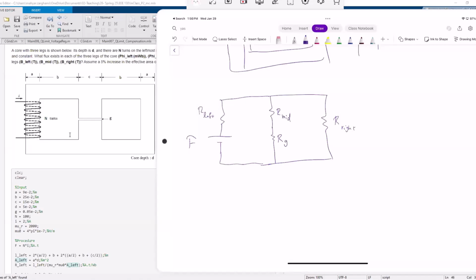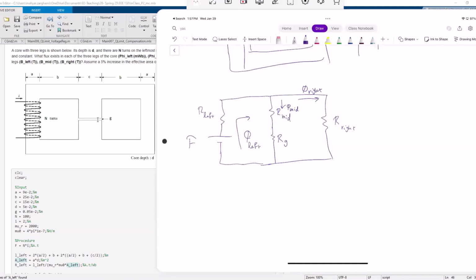So this will result in a phi on the left-hand side, which needs to be divided into 2 paths. This would be the phi in the middle part, and this would be the phi on the right-hand side. So R left would be found from the average length of the magnetic core here, from here to here. The reluctance in the middle would be the sum of the reluctances in these 2 paths. We need to find the average lengths here.